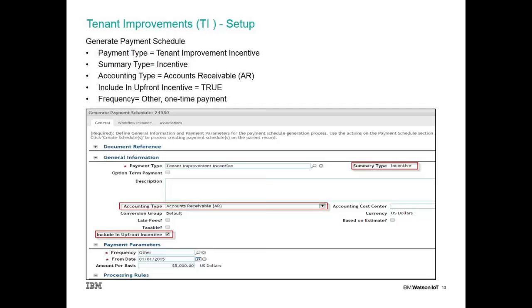And the frequency usually is a one-time payment, and we introduced the include in upfront incentive flag, which comes as default true, which is checked. If you uncheck that include in upfront incentive field, it means that you will not track that at the upfront, meaning you have to track that outside of TRIRIGA.